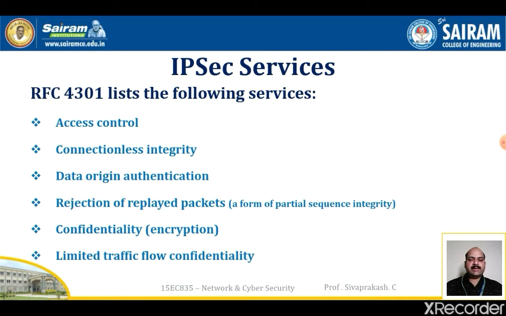Let us discuss one by one. The first one, access control, which allows authorized users to access and prevents access from unauthorized entities. Connectionless integrity, which provides data integrity. Data origin authentication, which provides the authentication of the data from its origin. Rejection of replay packets, a form of partial sequence integrity, which helps avoid replay attacks.